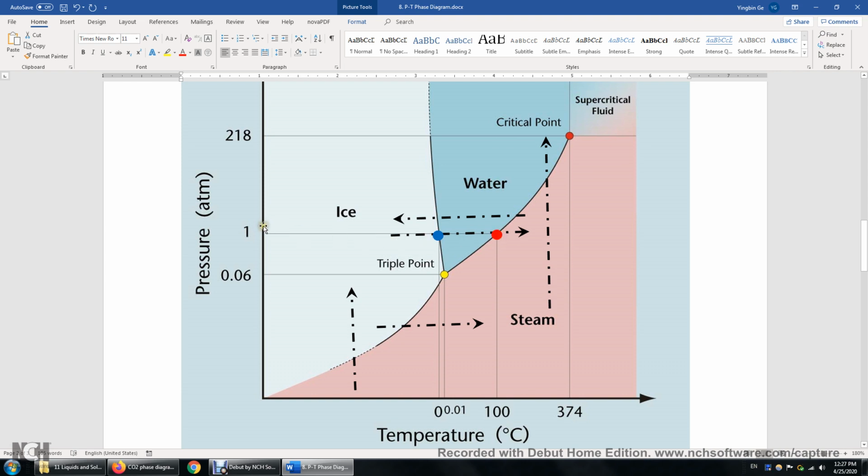Now let's increase the pressure a little bit. So this is a higher than 1 atm pressure. We start from a high temperature over here. We have water vapor, and we reduce the temperature. It turns into liquid water, and then we further reduce the temperature. The liquid water freezes into ice. So that's what this arrow represents.